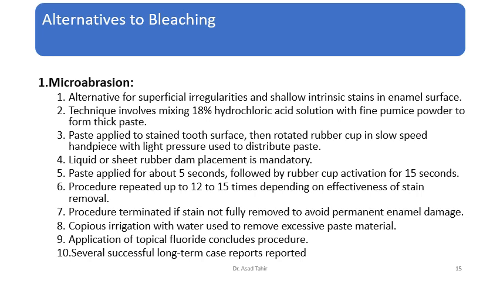The paste is applied for about 5 seconds, followed by rubber cup activation for 15 seconds. The procedure is repeated up to 12 to 15 times, depending on the effectiveness of stain removal. The procedure is terminated if the stain is not fully removed to avoid permanent enamel damage. Copious irrigation with water is used to remove excessive paste material. Application of topical fluoride concludes the procedure. Several successful long-term case reports have been reported.